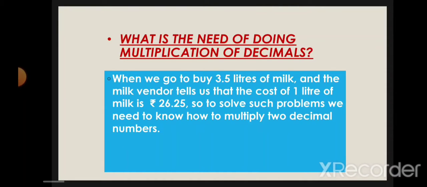I will be taking another example. When we go to a supermarket to buy 5.5 kg of rice, and the vendor says that the cost of 1 kg of rice is 100.50 rupees, to solve such problems, we also need to know how to multiply two decimal numbers.